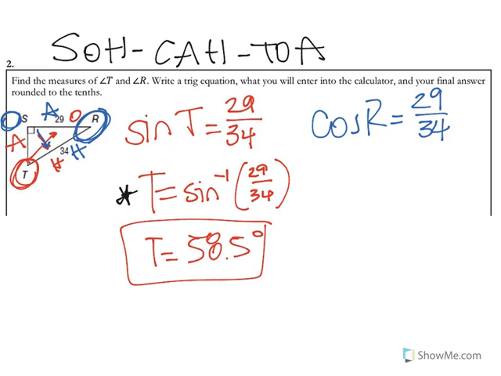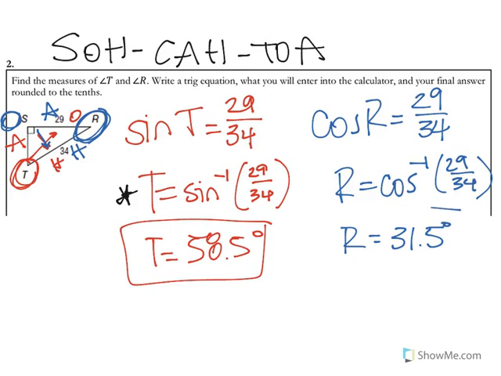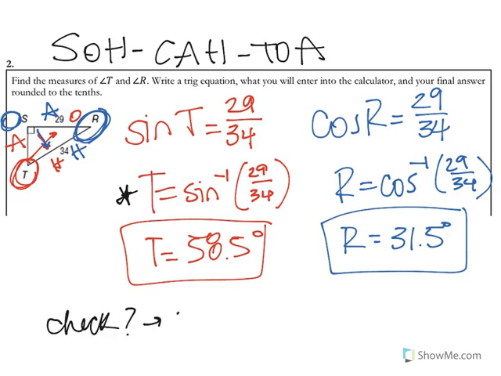So cos of R equals 29 over 34. It's the same ratio, but since it's a different trig function, I'm going to get a different answer. So R equals inverse cos of 29 over 34. When I plug that into my calculator, I get R equals 31.5. If we wanted to check ourselves, you don't have to, but you could: 58.5 plus 31.5 plus 90, does that equal 180? The answer should be yes, it does.